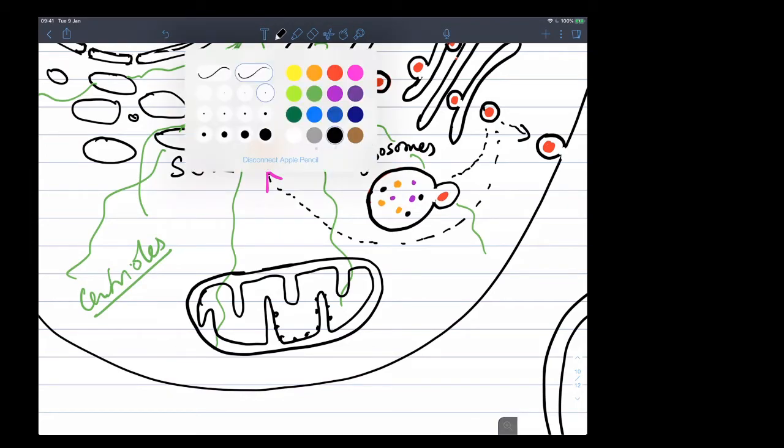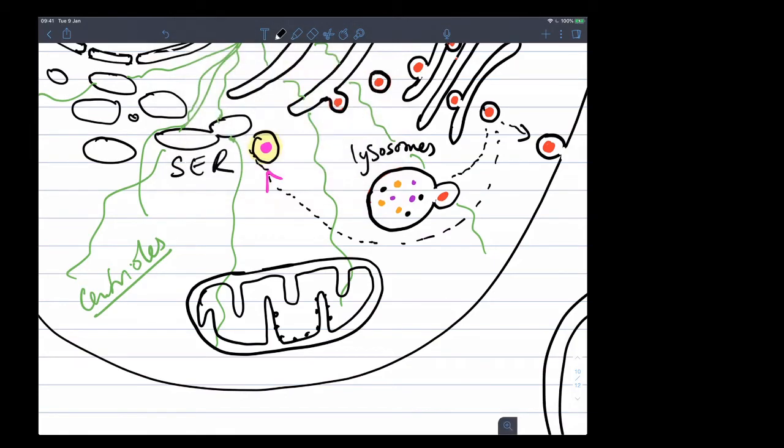Okay, so we have the inner mitochondrial membrane, we have the outer mitochondrial membrane, and on the inside here we have the matrix, and we have these structures called cristae, right? And we have the stalked particles right here, which are the ATP synthase complex.